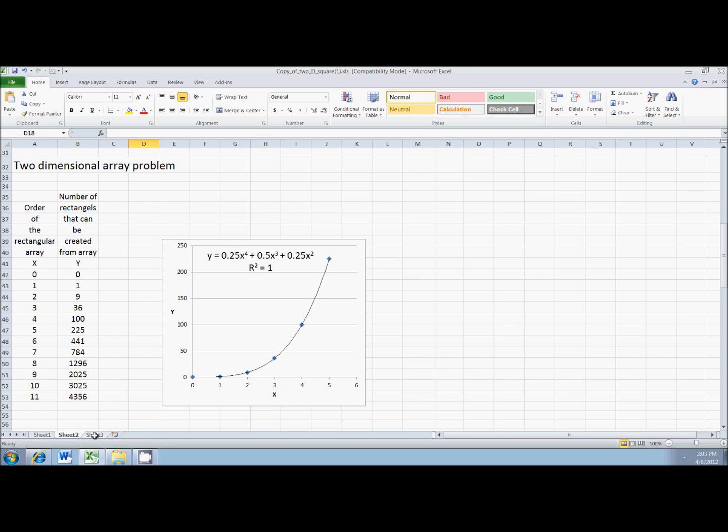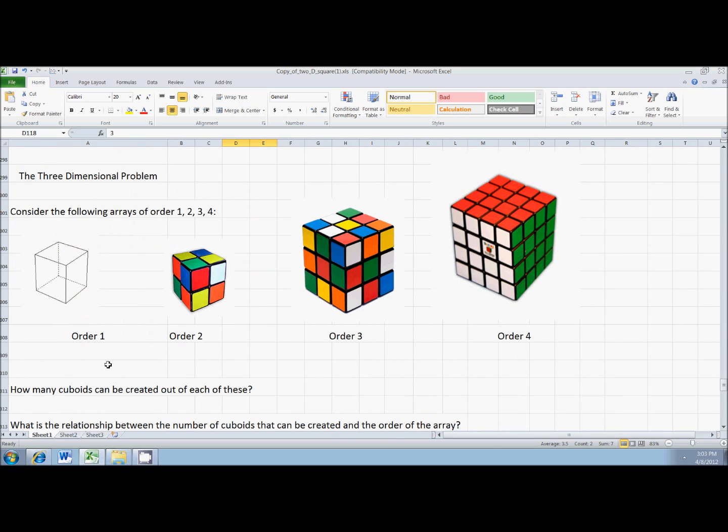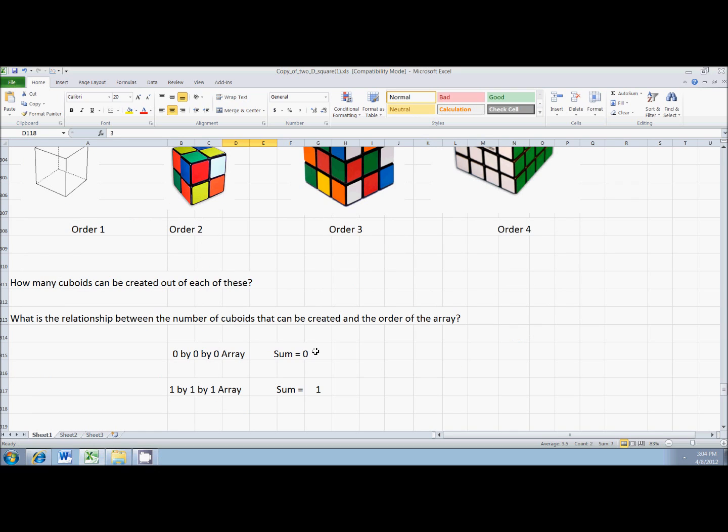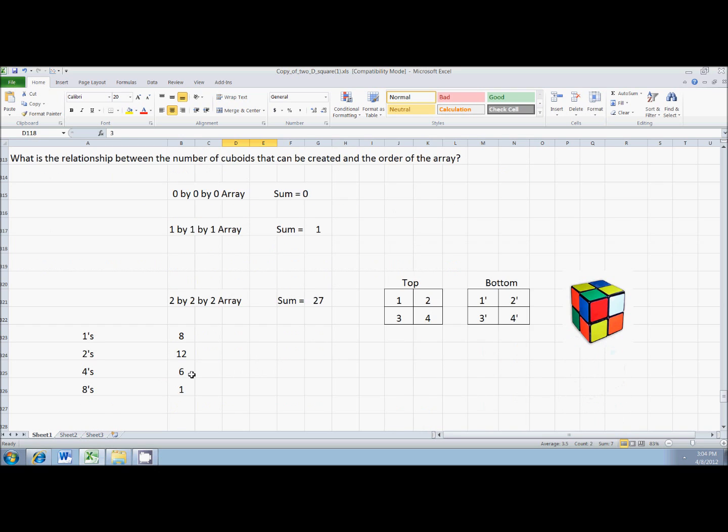Now the 3 by 3 problem is a little more complicated, and let's look at four different three-dimensional arrays: a 1 by 1, a 2 by 2, 3 by 3, and a 4 by 4. We're only going to analyze 0, 1, and 2, and then we'll generalize to 3 and 4. If we have a 0 by 0 array, of course, we can only create 0, and 1 by 1, only 1. Now look at the 2 by 2 array.